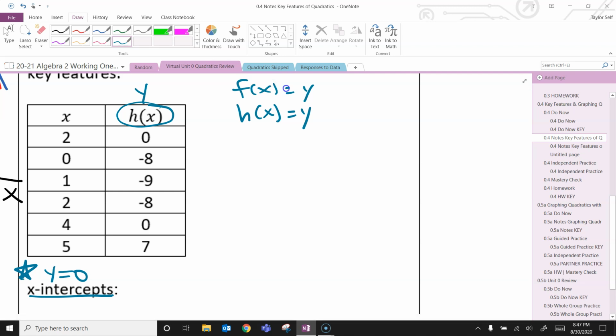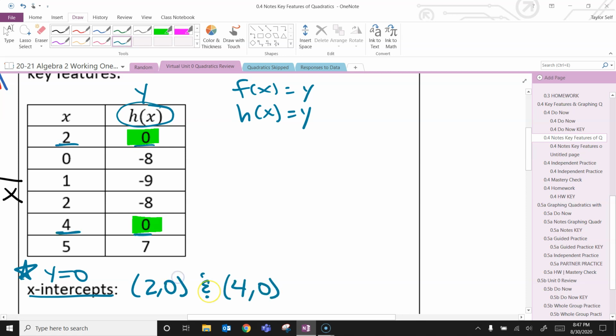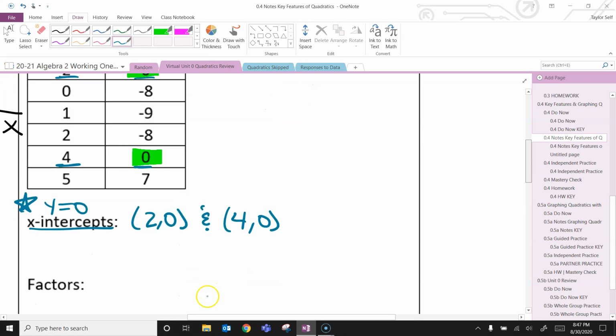Here is where y equals 0. And here is where y equals 0. We have two x-intercepts for this graph, and we're going to write those 2 points. So we have 2, 0, and 4, 0. All right, cool. Let's go to the next one.